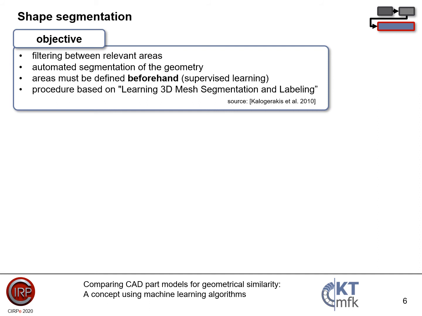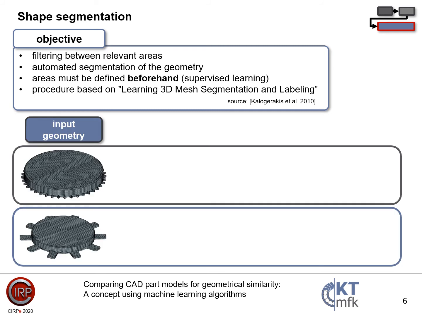The procedure in general is based on the paper Learning 3D Mesh Segmentation and Labeling by Kalogerakis et al. from 2010. But for the feature extraction and the classification, the algorithm has been changed and adapted. For the classification, a neural network was used with its own layout, and the results of this classification I would like to show next. The gray edges show the result for the training data set and the blue edge for the test data set.